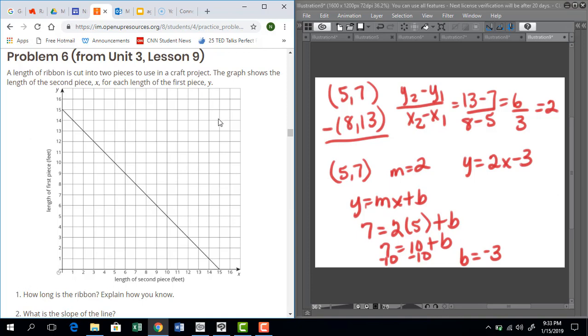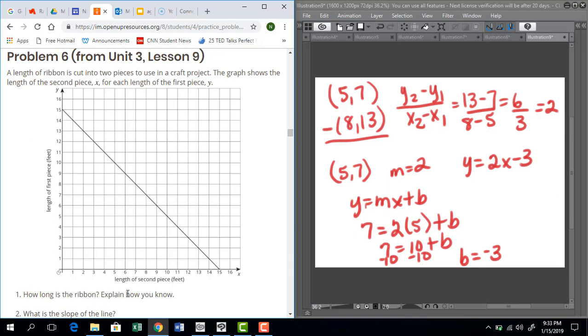If you look at this graph, this number on this axis is representing the length of the second piece in feet, and the number on this axis, which is the y-axis, is representing the length of the first piece. It says, how long is the ribbon?